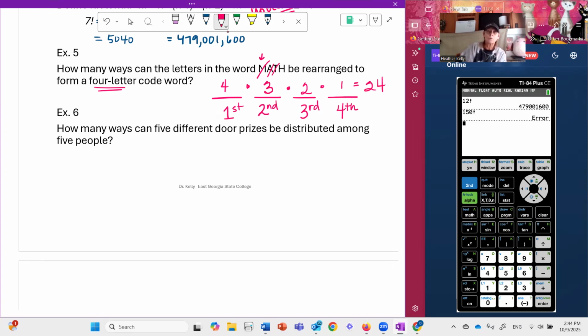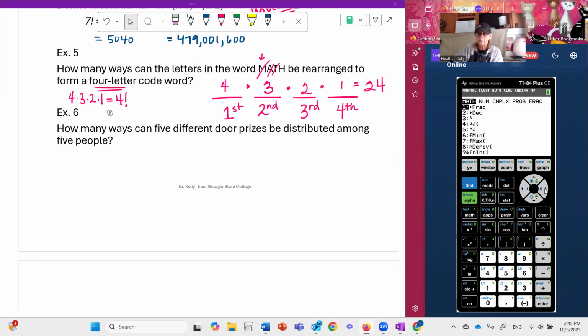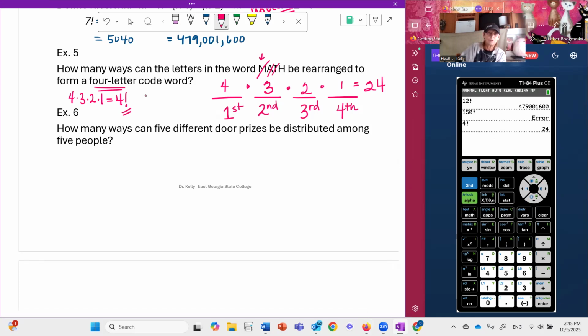But this is also 4 times 3 times 2 times 1, which is equal to 4 factorial. And if you put that in your calculator, let's do it real quick. We're going to say 4, math, down, enter, 24. Heck yeah, it works, right? So this is an awesome, cool little shortcut. Okay. Now, let's put this in terms of the nPr.